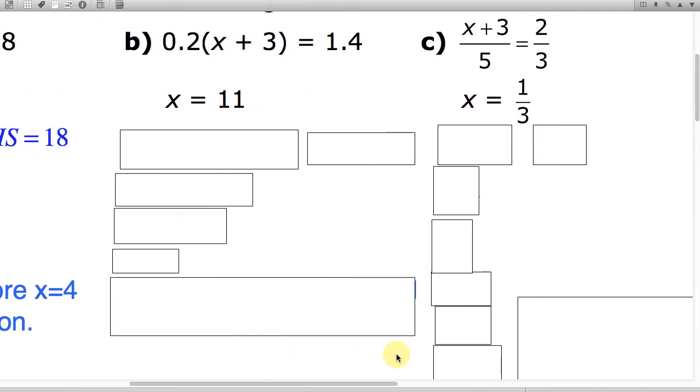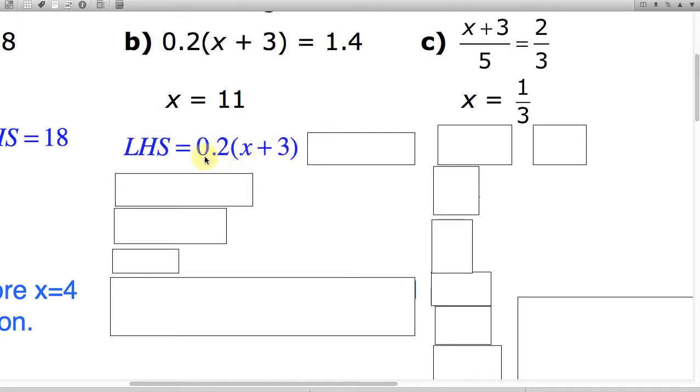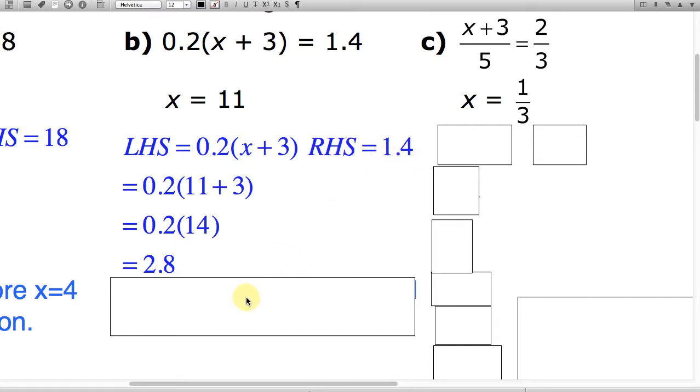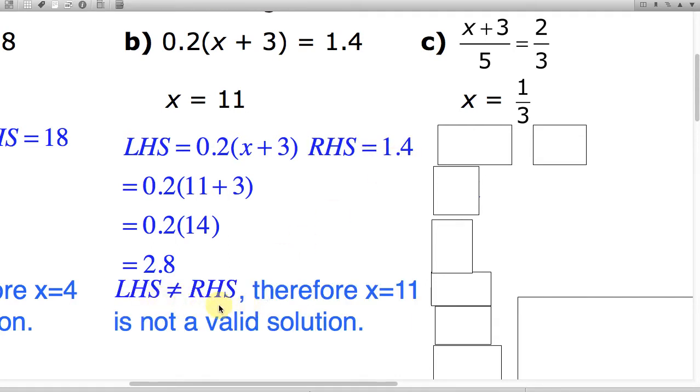So now let's take a look at part B. The original left-hand side of the equation is 0.2 times x plus 3. The solution we think it might be is x equals 11. When we replace x with 11 and we calculate the left-hand side, we get 2.8. But the right-hand side is 1.4. So since the left-hand side is not equal to the right-hand side when x is equal to 11, that means x equals 11 is not a valid solution either.